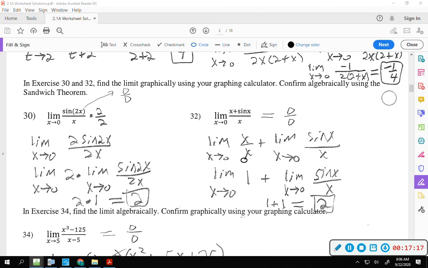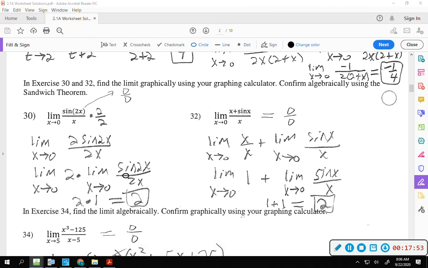Cancel the x. I'm taking the limit as x approaches 0 of 1. The limit as x approaches any value of a constant is just that constant. The limit as x approaches 0 of sine of x over x, just like it was here, is defined to be 1. We actually verify that this is 1 using the squeeze theorem. But once we verify it, then we automatically assume that this is always 1. Okay? And 1 plus 1 is 2. We will get more into the squeeze theorem later on.